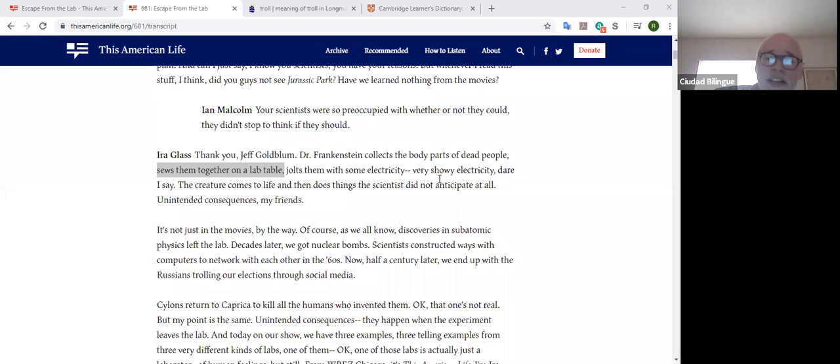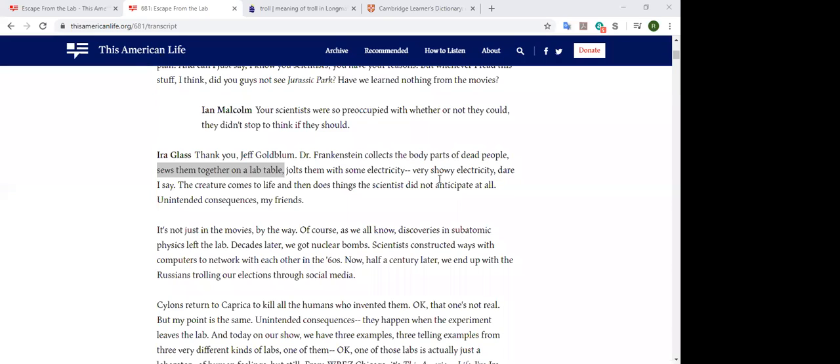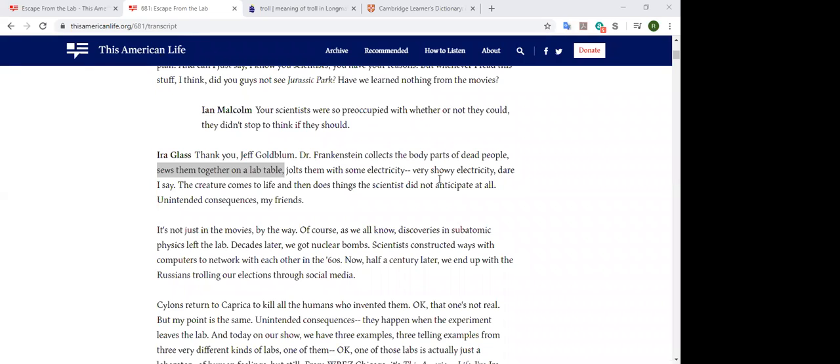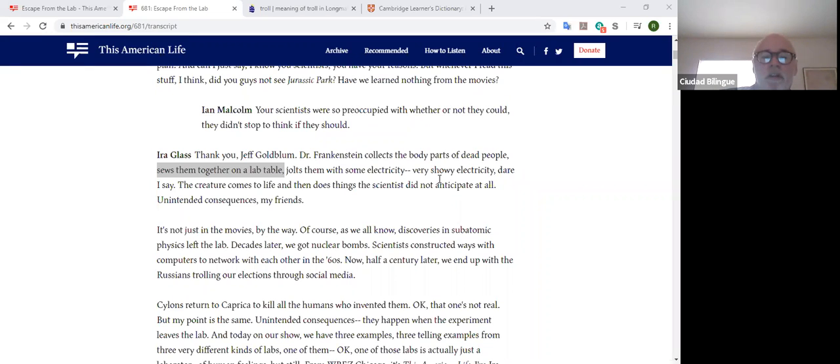Isabella, have you been listening? What are the important verbs that we have to use? Does. Dr. Frankenstein does. Good. Does Dr. Frankenstein sew them together on a lab table? Yes, Dr. Frankenstein does. Yes, he does. Short answer.